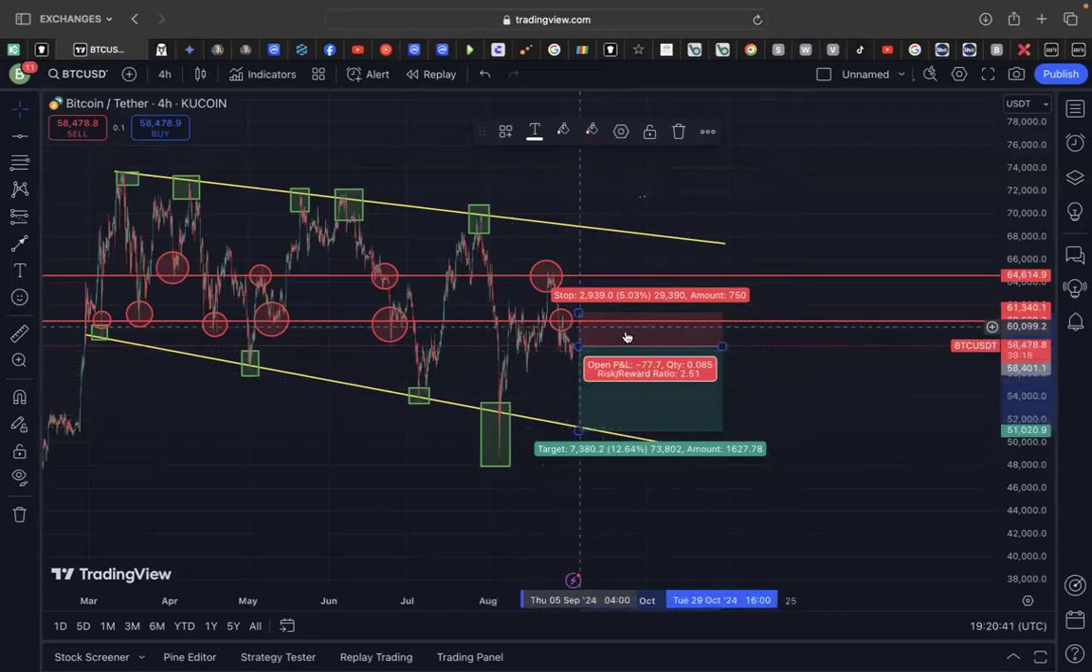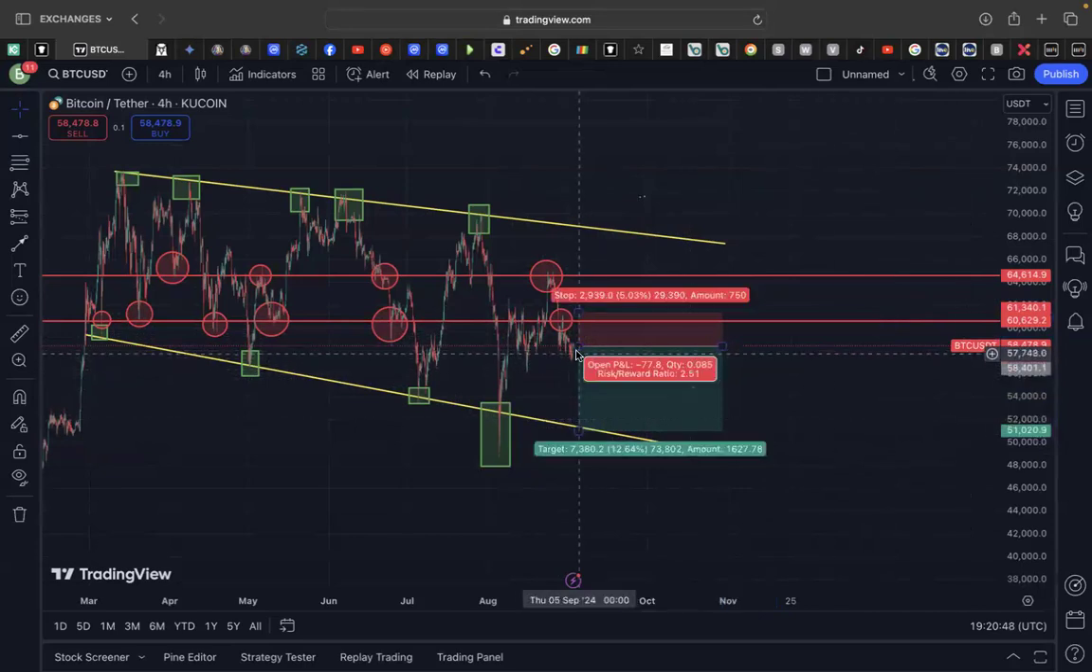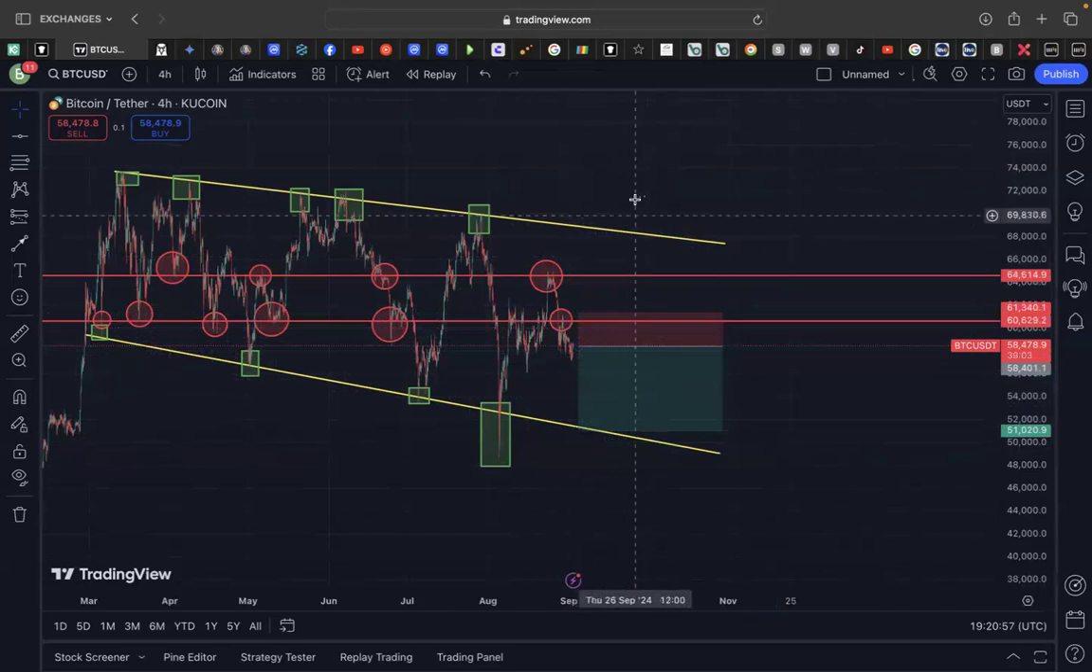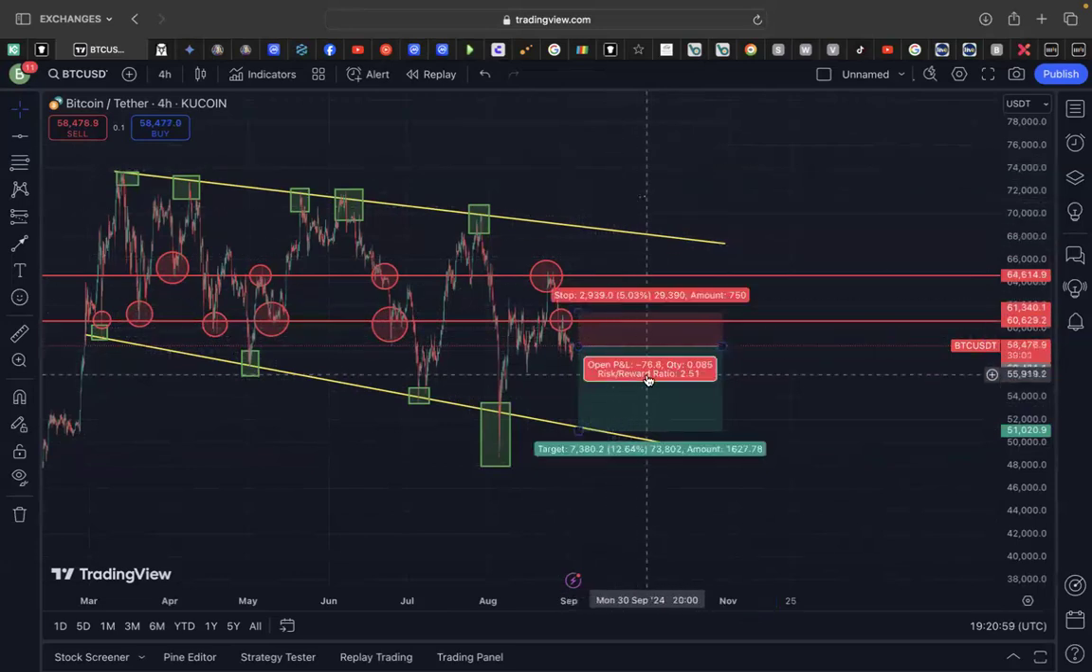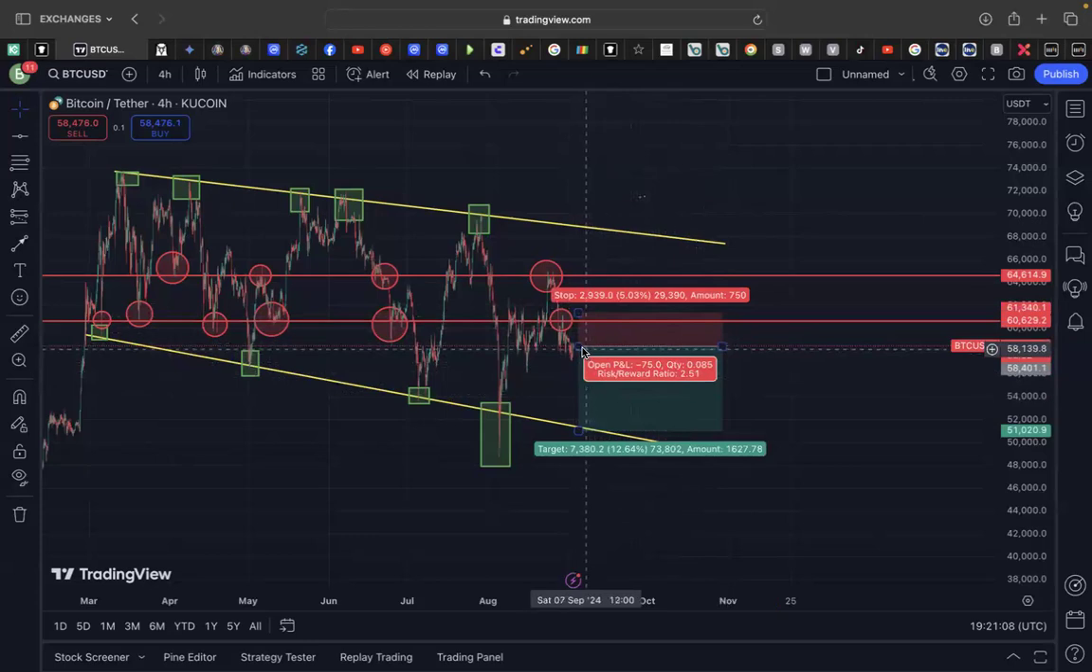So right now, since Bitcoin is still under 60,700, we're expecting price to go lower. We're expecting price to go to 50,000. But if we were to break above 60,700, then we know we will continue with the uptrend. Two different scenarios from one chart. If we break above 60,000, our trade is invalid.